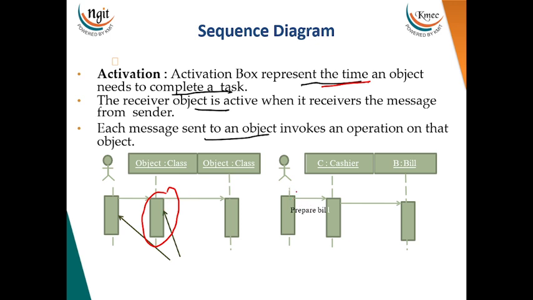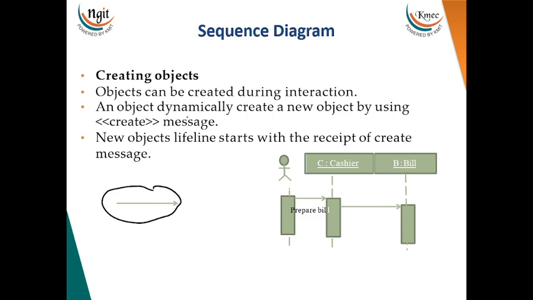The actor is here, standing and paying the bill. There is some time, about 5 minutes. If he spends that time here, that box is represented with an activation box. The receive box is activated when it receives the message. This is the receive box. And then creating an object.